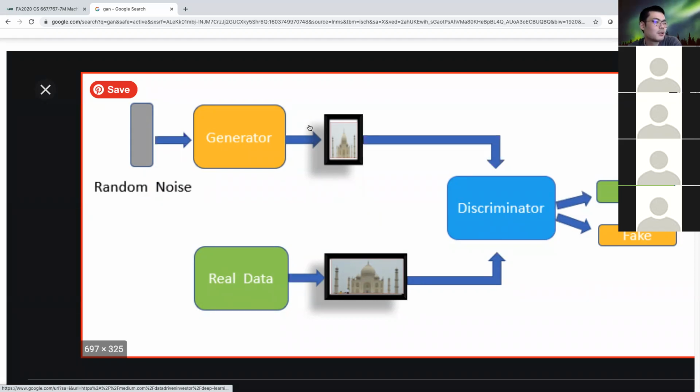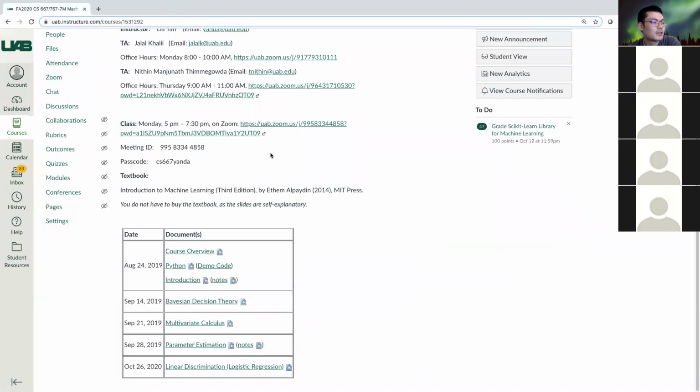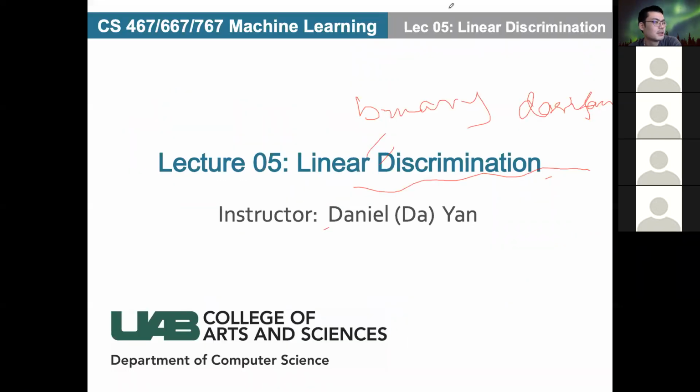So in this example, again, we have two models. One is called a generator and one is called a discriminator. This is a generative model, and this is a classifier. But this classifier is binary, true or false. So the discriminator is just a classification, but binary. Keep that in mind.